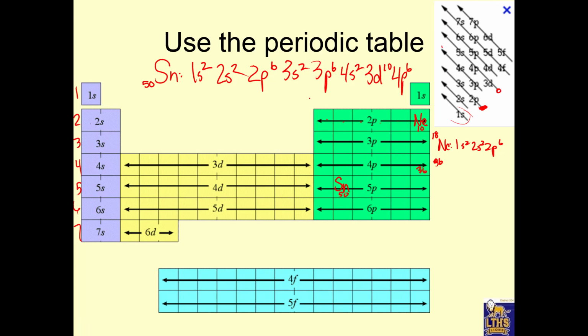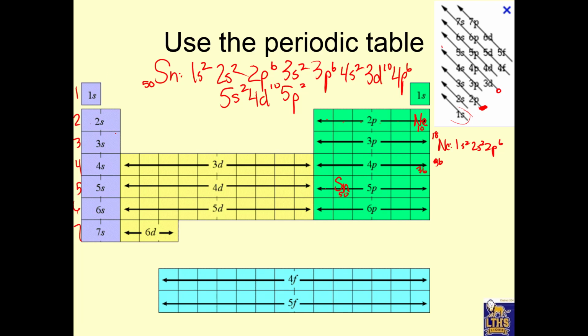Then I can go to this continuation, 5s2 over here, 4d10, right? And then we're back to 5p2. Okay, so in order to show the electron configuration for tin, I have to show 50 electrons. I have to fill it up going in order, and I could use a filling diagram, which you can see the numbers change. It goes from 3p to 4s and back to 3d.